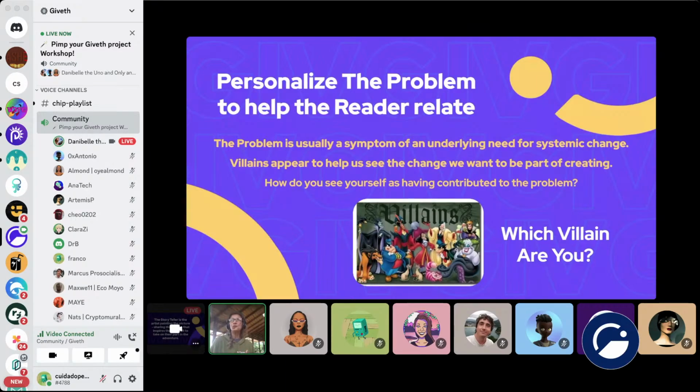So if you can demonstrate some sort of vulnerability, some sort of responsibility for what's happening in the world, you're actually modeling that for the people that are reading your story and seeing your project. And you're helping other people look at that and think to themselves, have I contributed to this in some way? Because then you're showing them that we're all responsible for providing the solution.